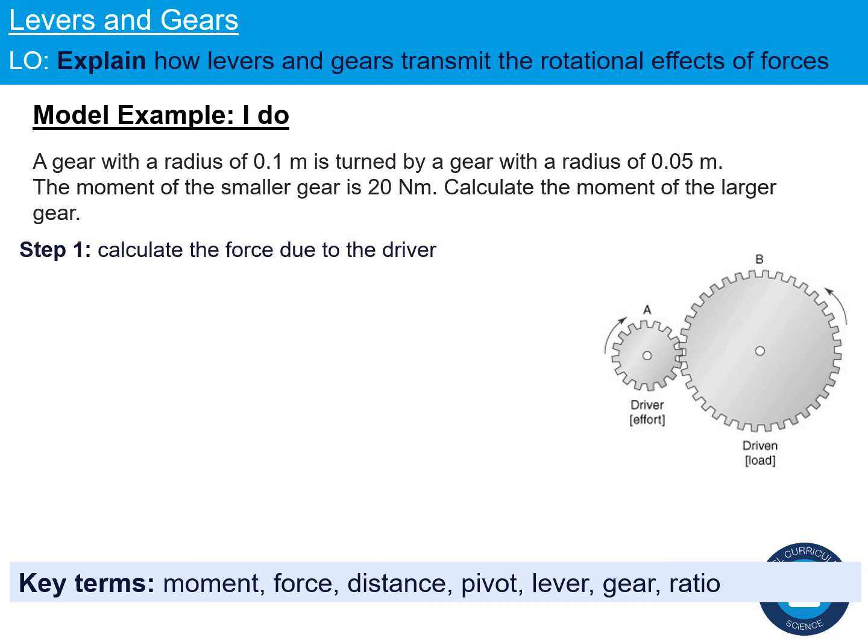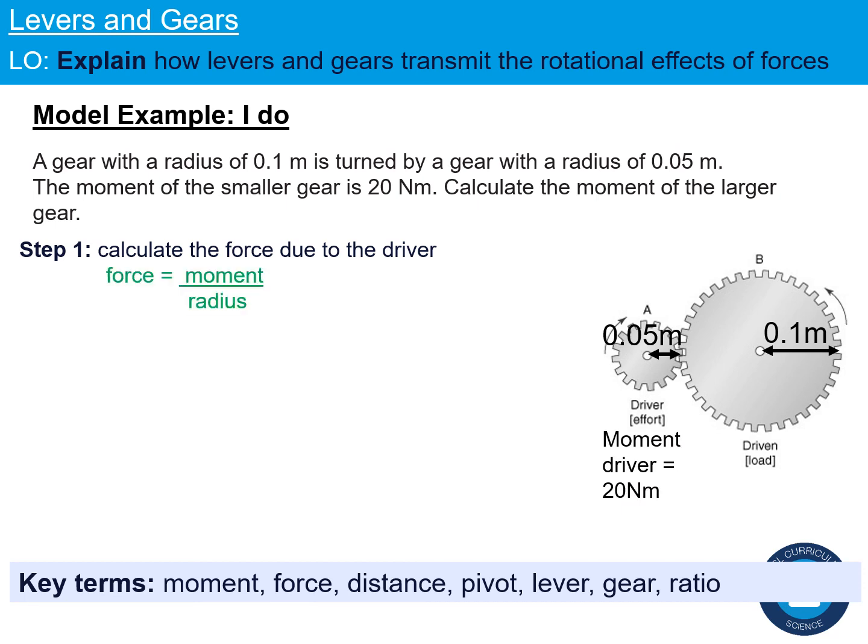So firstly, we need to calculate the force due to the driver. Now, before we do this, it's good to allocate the quantities mentioned in the questions and make sure we know what is associated with the driver and what is associated with the driven gear. So we are told that a gear with radius 0.1 is turned. That means it's the driven gear. So the driven gear is 0.1 meters. By a gear with radius of 0.05. So our driver gear is 0.05 meters. The moment of the smaller gear is 20 newton meters. That means our driver gear has a moment of 20 newton meters.